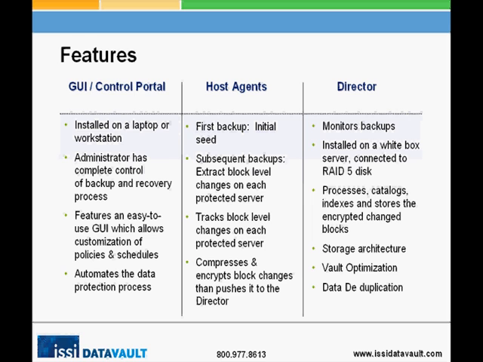This piece of software sits on a RAID 5 protected server at the hosted vendor's data center. It processes, catalogs, indexes, and stores the encrypted changed data blocks, as well as performs all restores and vault optimization. Your data is housed on a RAID 5 disk array and mirrored to a secondary Tier 4 data center across the country. This is to further ensure the safety of your data in case a catastrophic disaster happens at one of the hosted vendor's data centers.